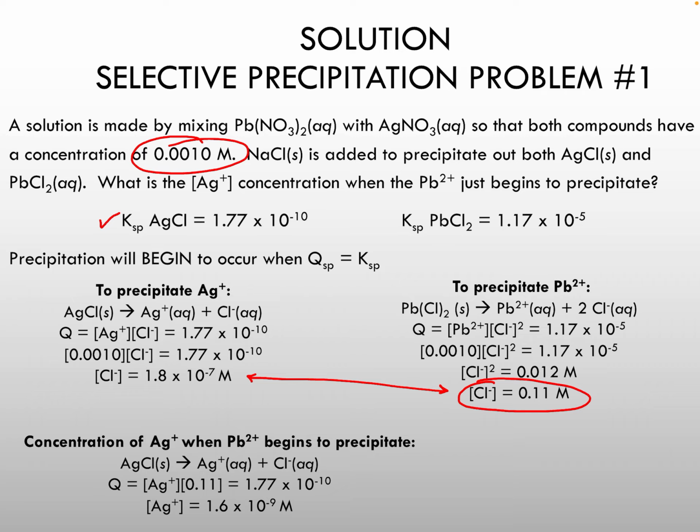So as you can see, right, we started with a concentration of 0.0010 molar silver, and when the lead just starts to precipitate, it's much lower. So that means that a lot of our silver has already precipitated before the lead has. So we can almost completely separate these, right? Because we'll have very little silver left in solution when the lead starts to precipitate. So it's kind of neat.